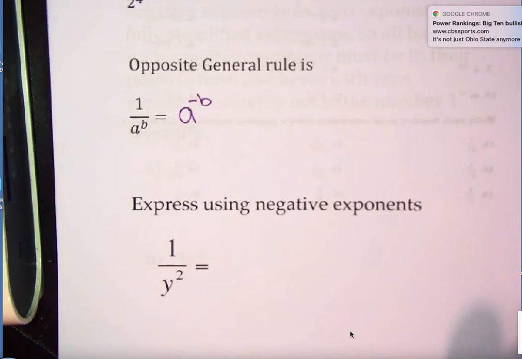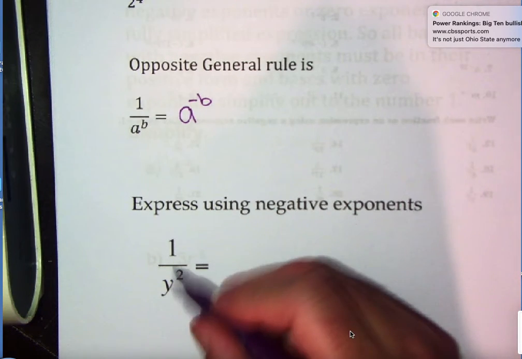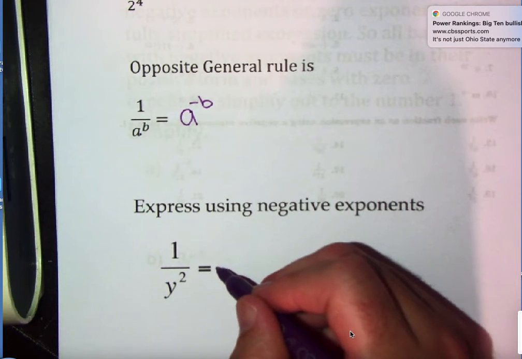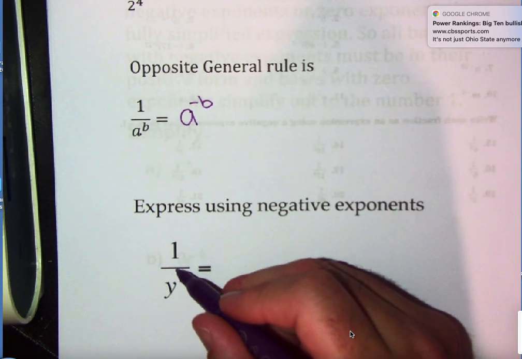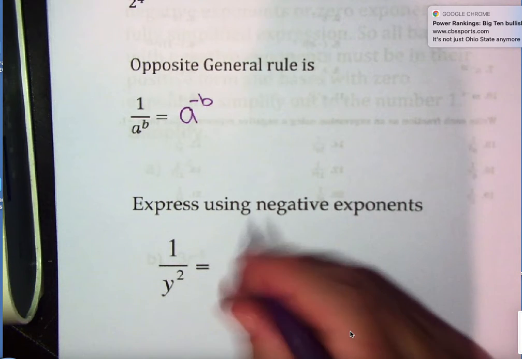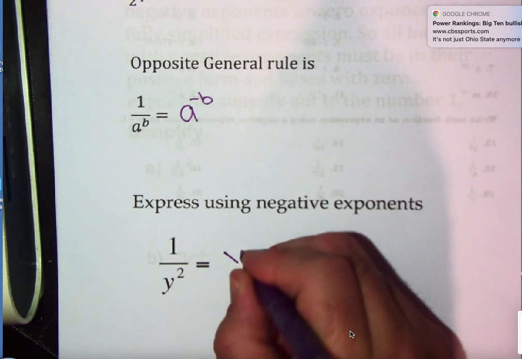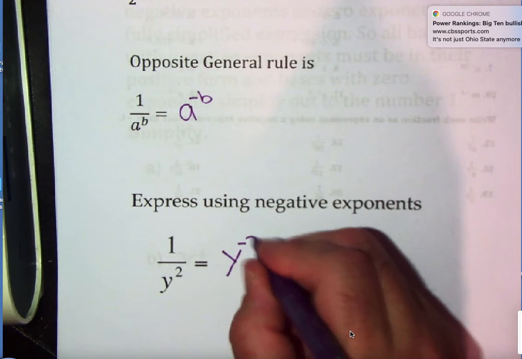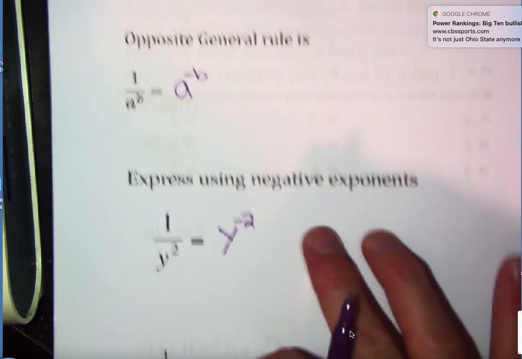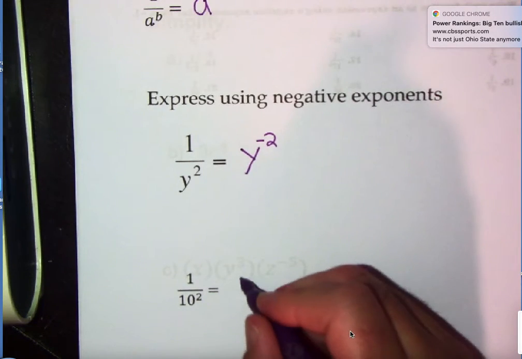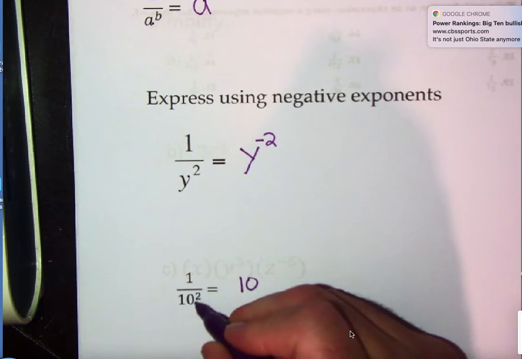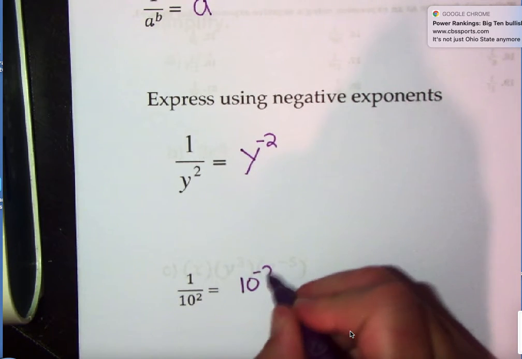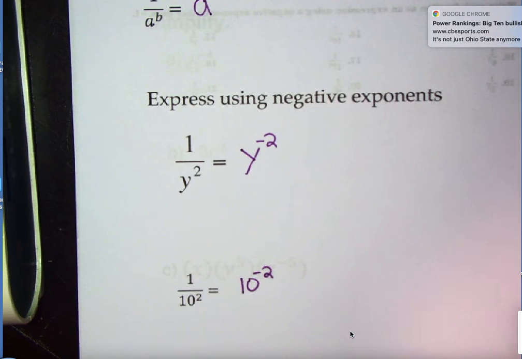So it's sometimes useful to turn positive exponent forms that are in the denominator into their negative form in the numerator. So 1 over y to the second is keep our base and make our exponent negative. And 1 over 10 squared, take our base, since we have a positive exponent in here, we're going to write it as a negative exponent, like so.